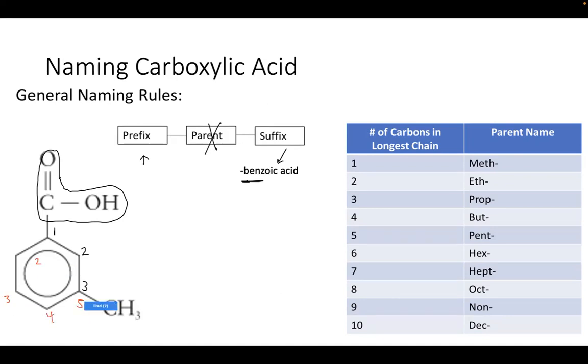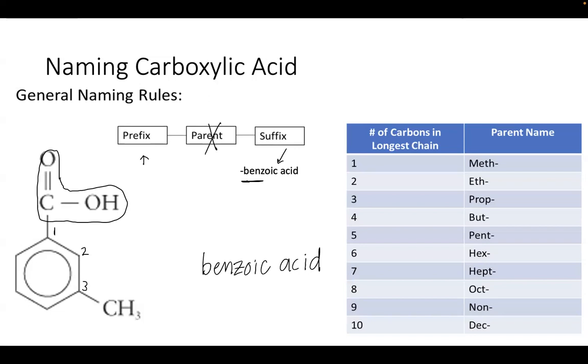If I go counterclockwise, I put the carbon at 5. So it's more desirable to go clockwise. All right, so we're going to go clockwise. We know that it's going to be benzoic acid because there's a carboxylic acid group connected to a benzene ring.